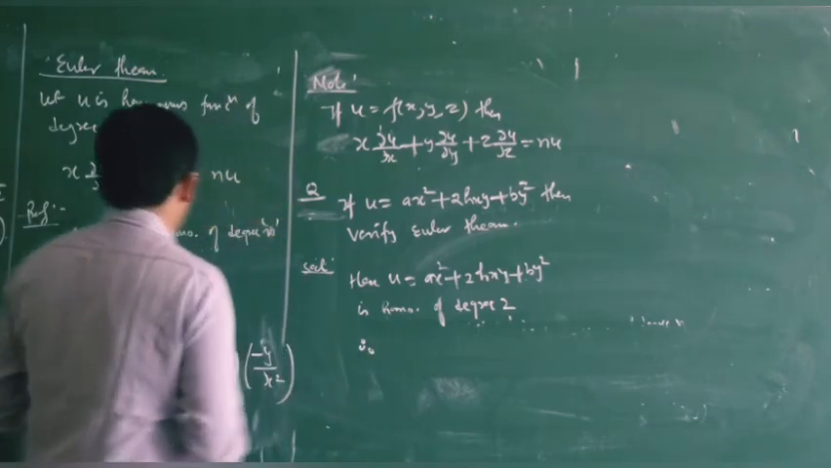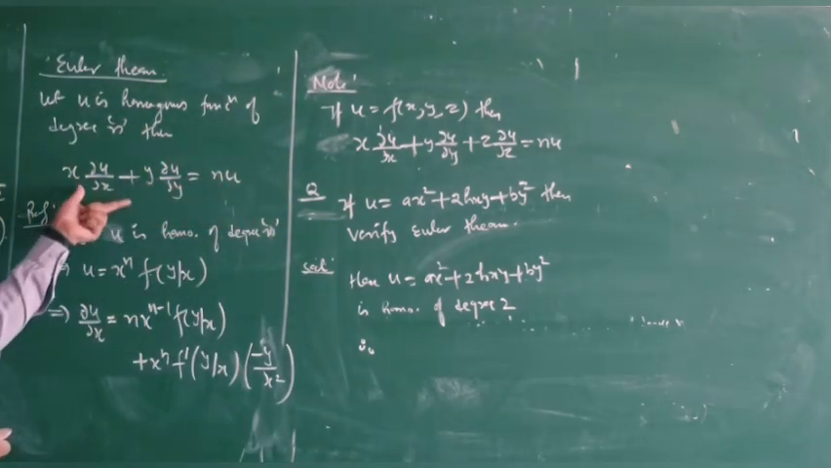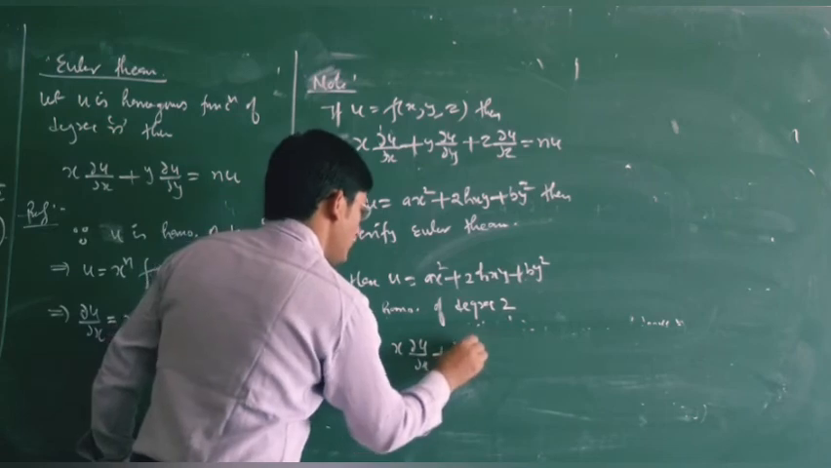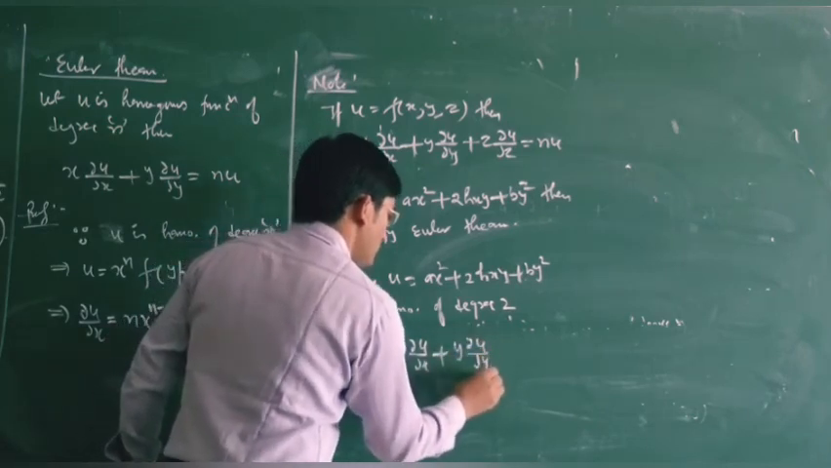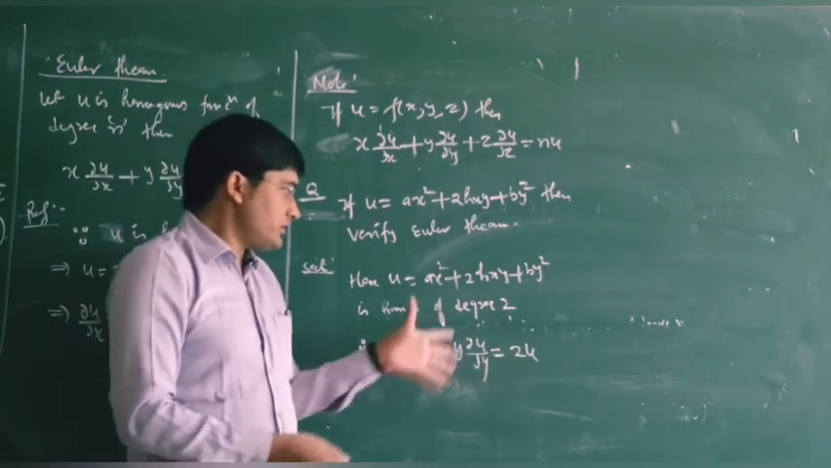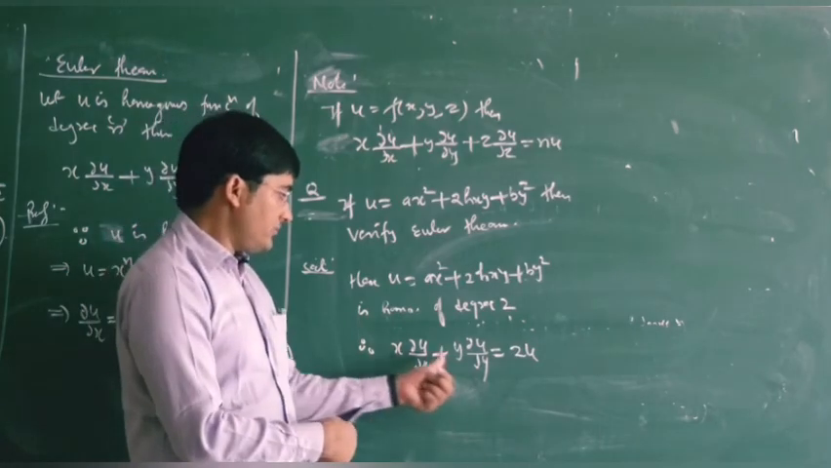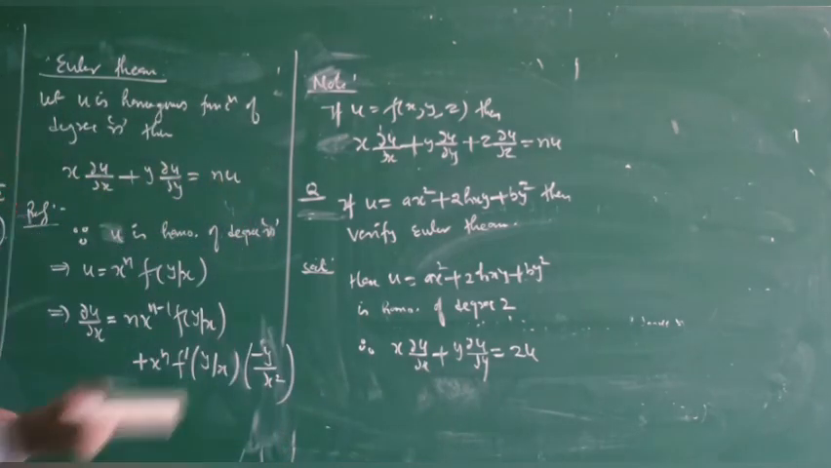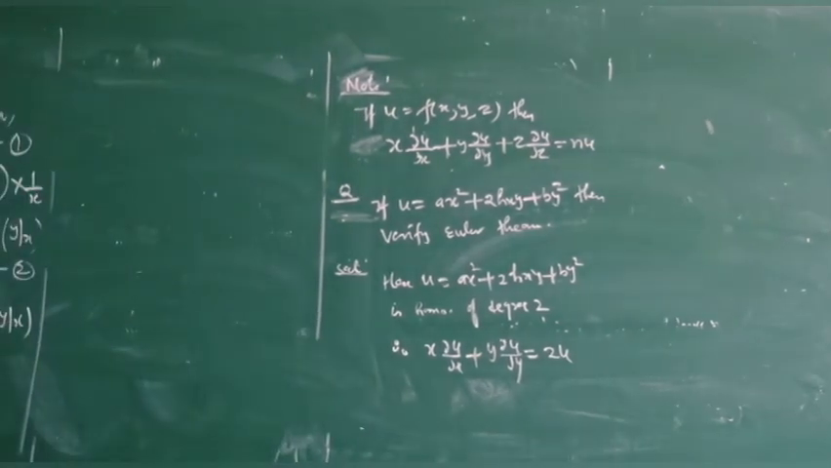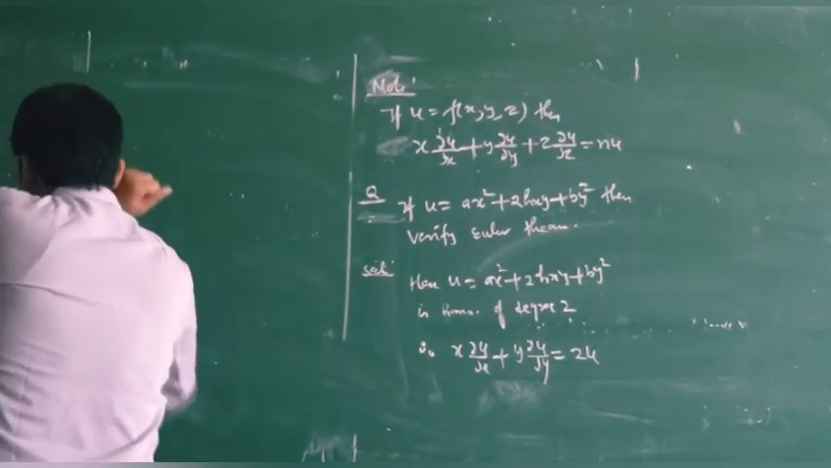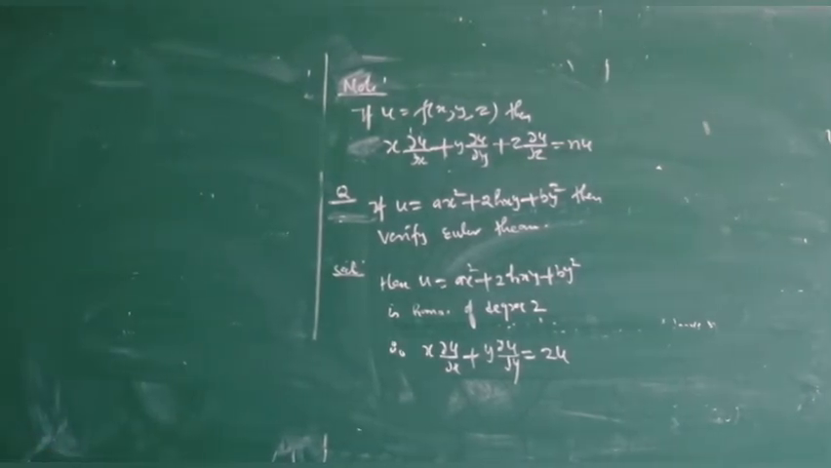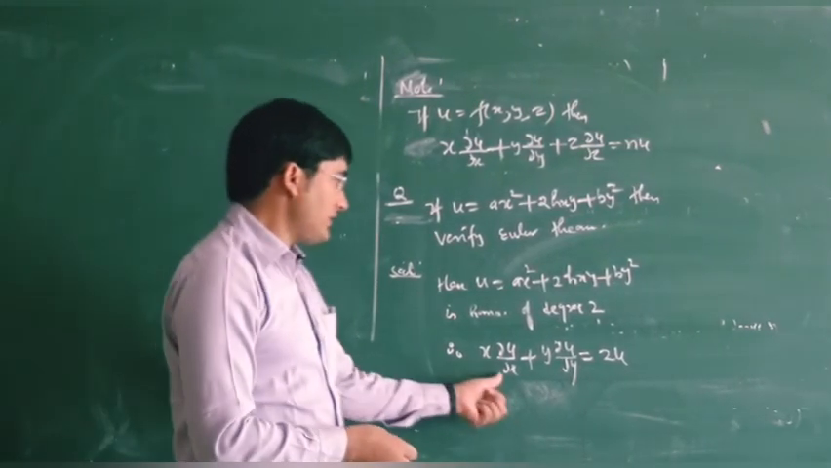Now with the help of Euler's theorem, we have this value as 2u. Therefore, x ∂u/∂x + y ∂u/∂y equals, as the degree is 2, 2 into u. So the value of this is equal to 2u. This is due to Euler. Now we will verify this by doing the calculations. Now we will show that this left hand side is equal to 2u.